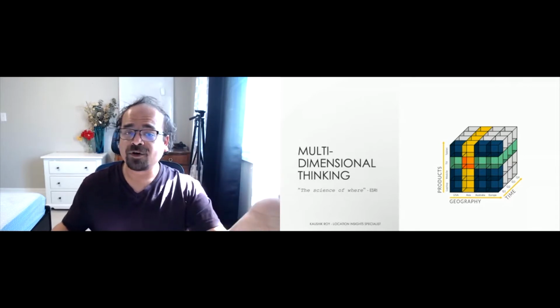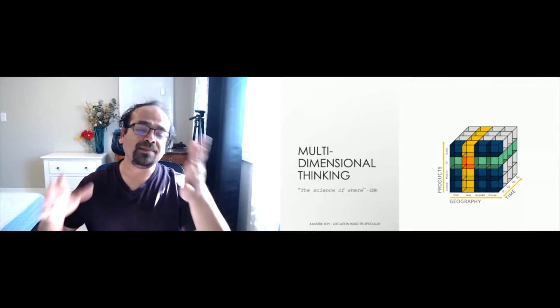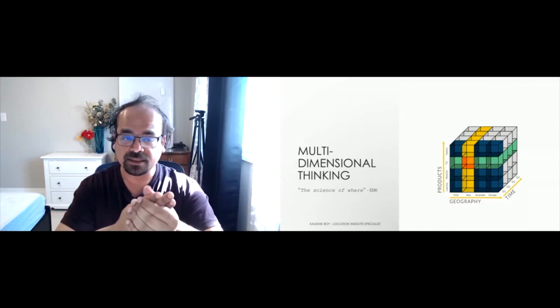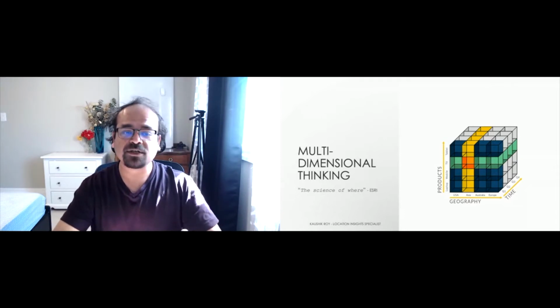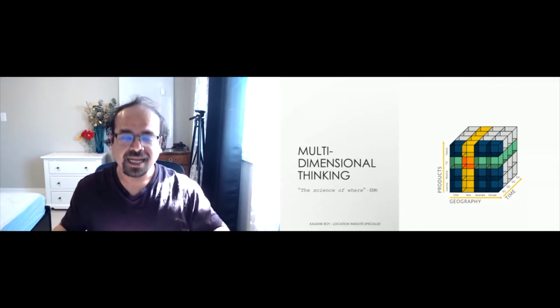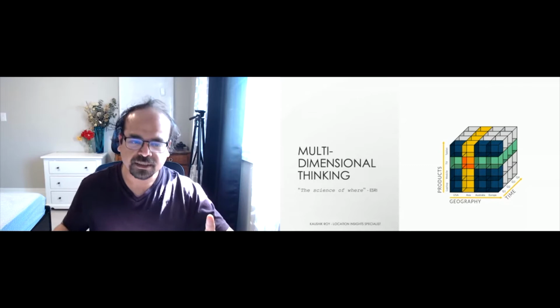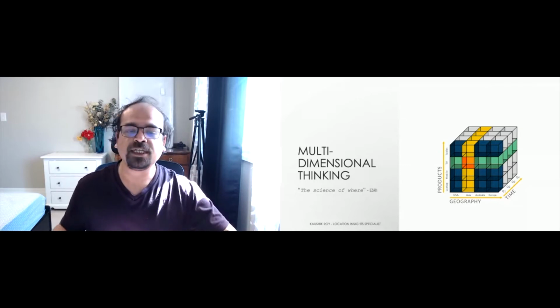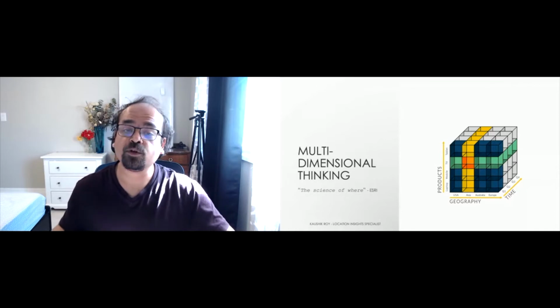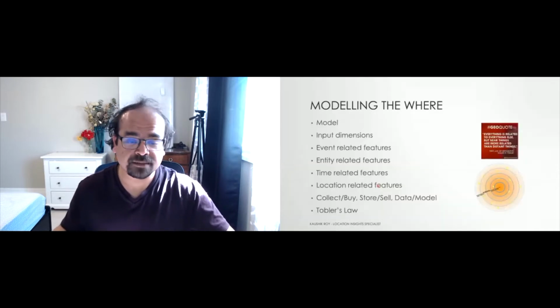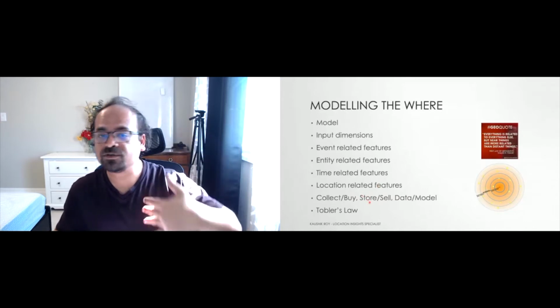Now, what does the model need? The model needs dimensions. You can give different kinds of input features. You can give event related features or entity related features, and you can put time related features. You can also put location related features. And location related features are derived from location data, which is very expensive. So you might want to know how to deal with that before you go on to do these things.